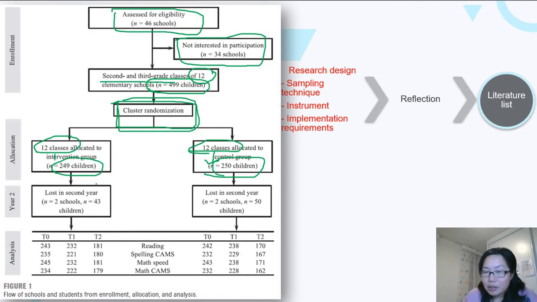So they stop with the research. They stop their participation in the study. And this results in 43 plus 50, so around 93 children's data will be missing. They do not continue to T2, the second stage.